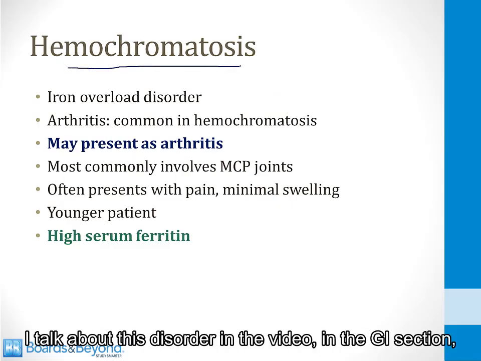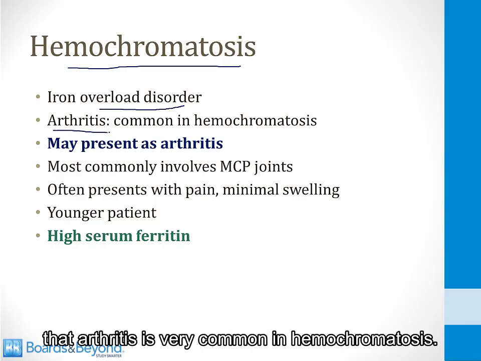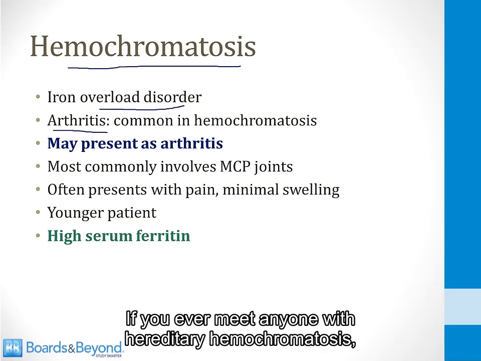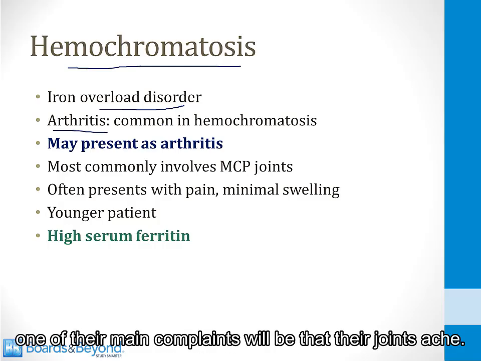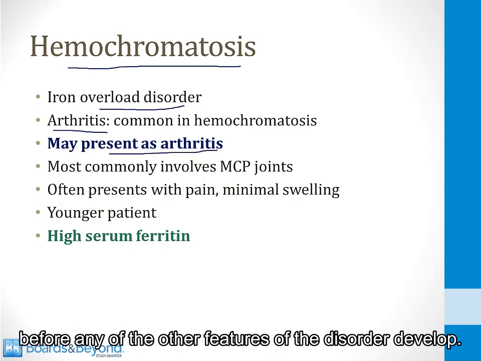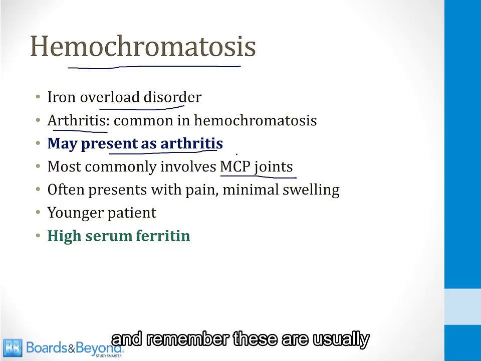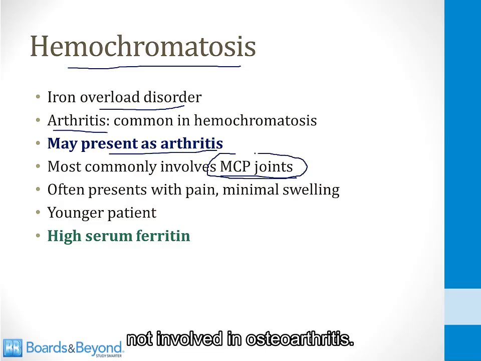I talk about this disorder in a video in the GI section, but by way of review, hemochromatosis is an iron overload disorder. And you should be aware that arthritis is very common in hemochromatosis. If you ever meet anyone with hereditary hemochromatosis, one of their main complaints will be that their joints ache. And in fact, this disorder sometimes presents as arthritis before any of the other features of the disorder develop. Most commonly, it involves the MCP joints, and remember, these are usually not involved in osteoarthritis.